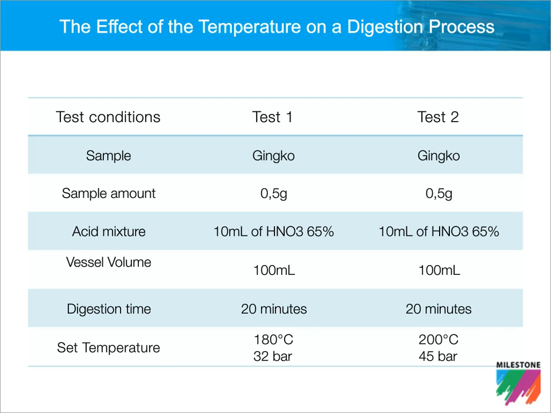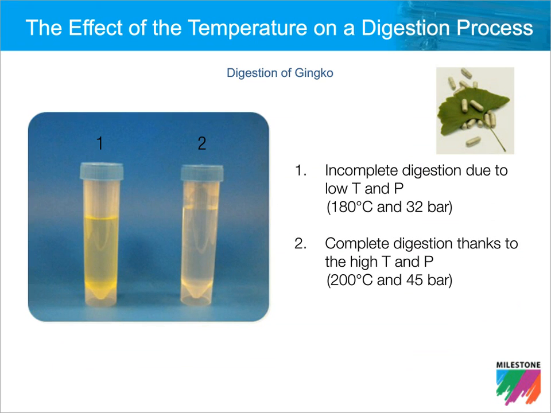To give you an example of the effect of temperature on an actual digestion, we created two test conditions. We digested the same sample type, which was ginkgo, the same sample amount, which is 0.5 gram, used the same acid chemistry and time, but in test number 1, we digested at 180 degrees C, and during that process, we reached a pressure of 32 bar. In test number 2, we went to 200 degrees C, and here reached a pressure of almost 45 bar. Now look at the difference between those two samples.